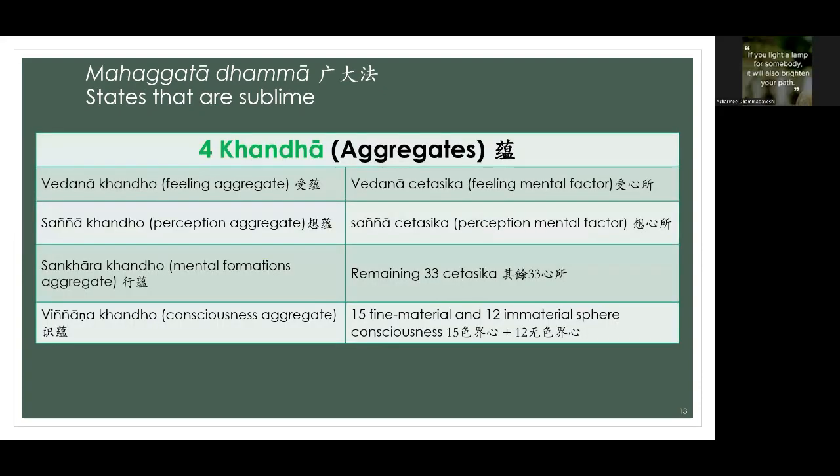So what are the 4 khandha? The vedana cetasika is classified under vedana khandha. Sanya cetasika is classified under sanya khandha or perception aggregate. The remaining 33 cetasika falls under sankhara khandha, mental formations aggregate. And all the chitta, the 15 rupavachara, fine material, and the 12 immaterial, arupavachara, these are classified under vijnana khandha, consciousness aggregate.